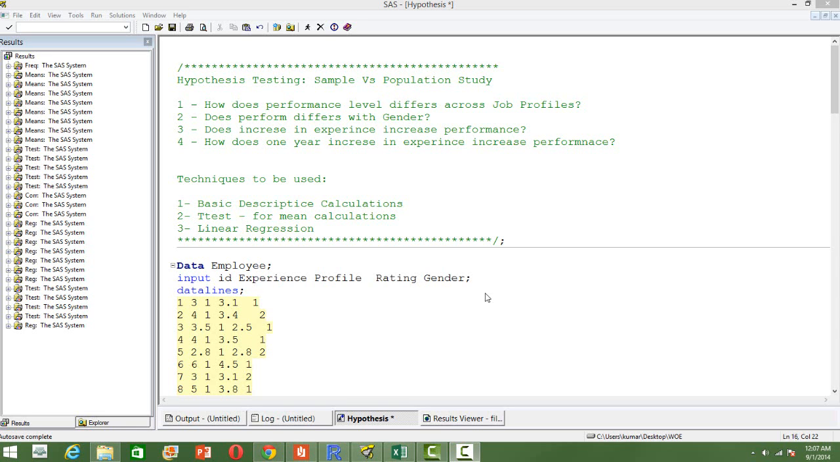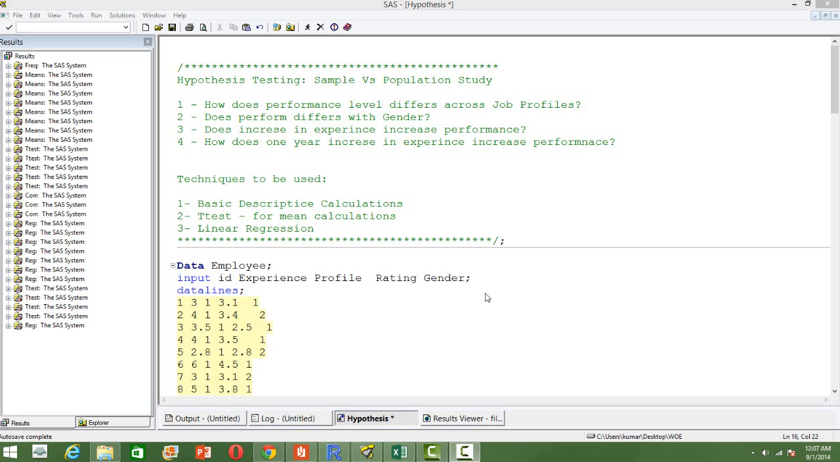In this video, we will learn how we can use the analytical techniques to test certain hypotheses related to human resource management. So, hypothesis testing is primarily a testing process in analytics, wherein we compute statistics in sample data and make conclusions or form opinions about the population data. Sample data is nothing but a subset of population data.